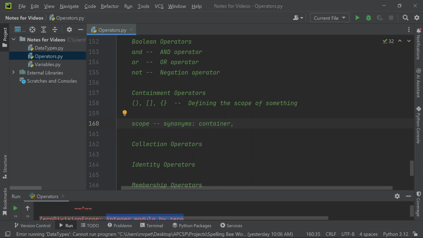Another synonym is the... I always have trouble with these synonyms.